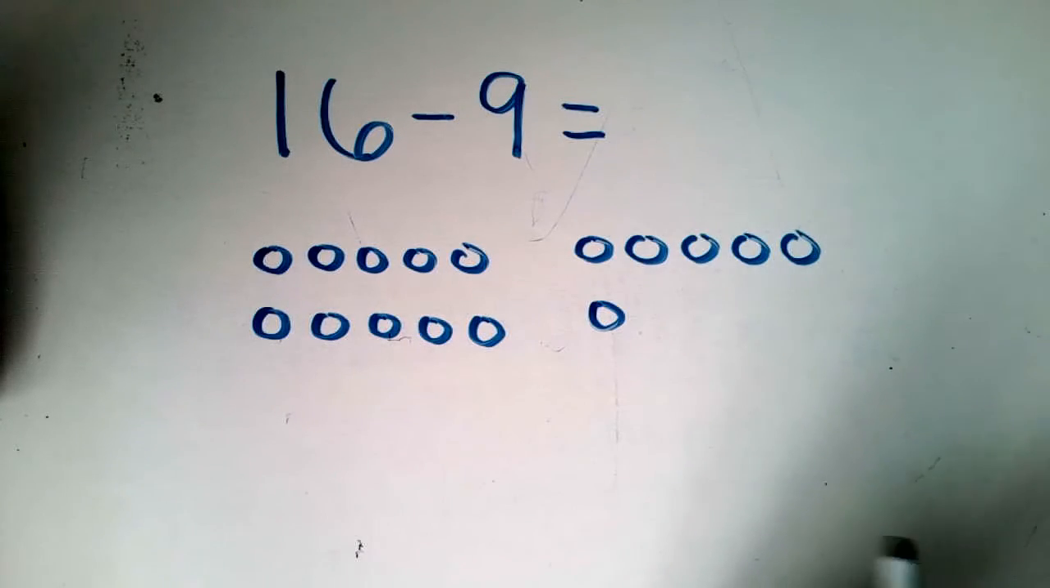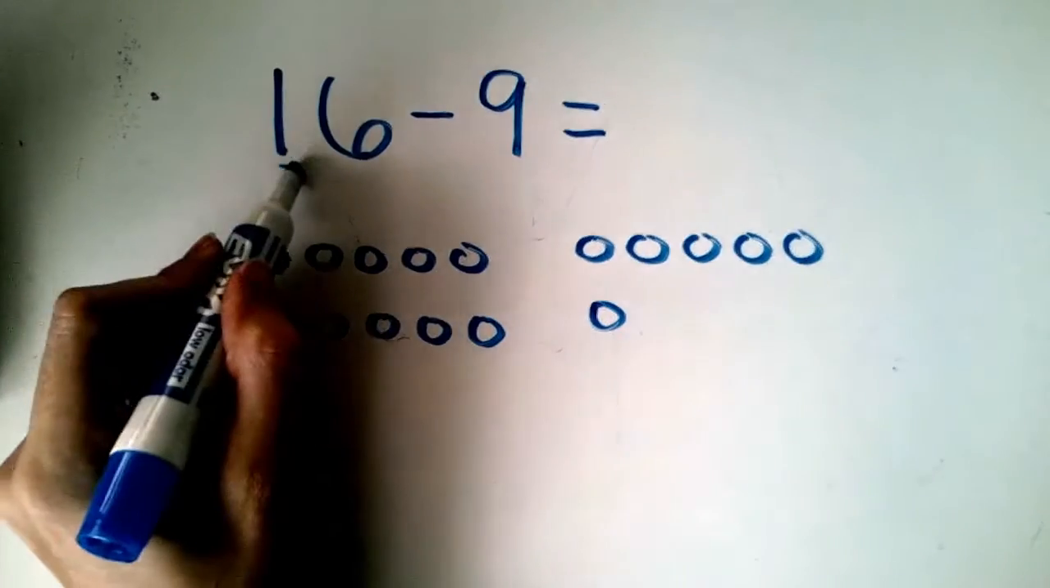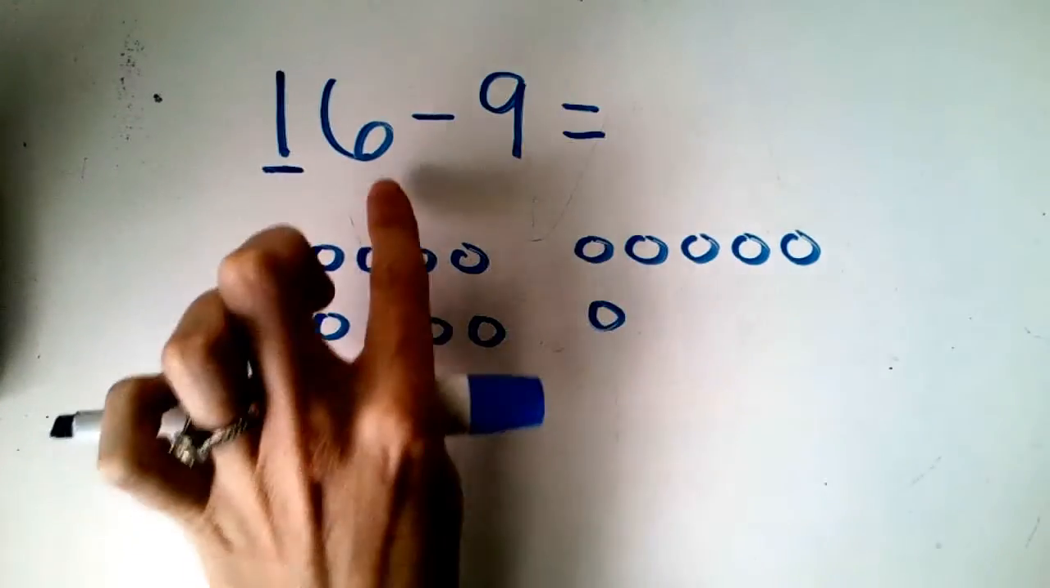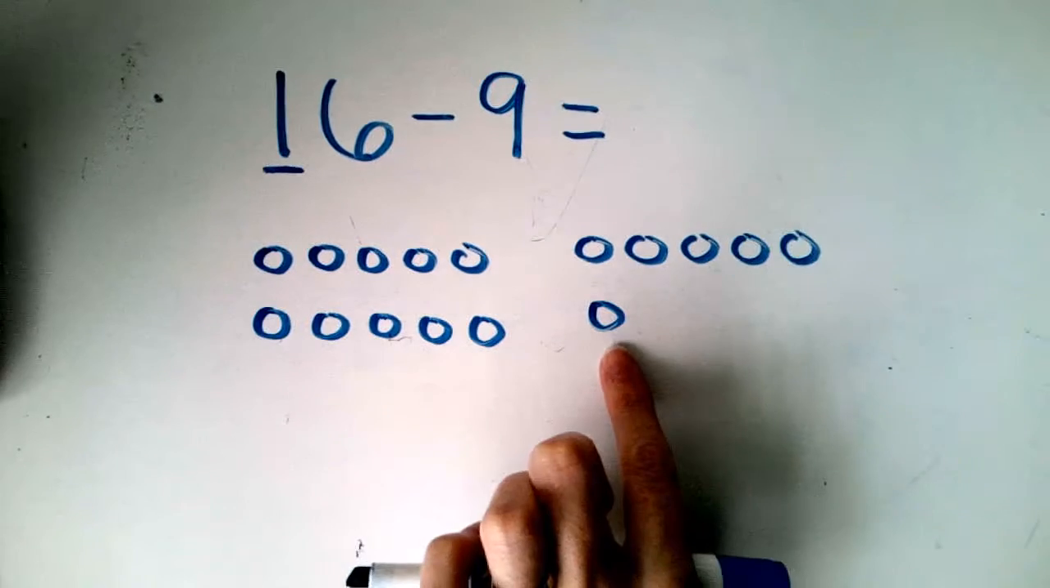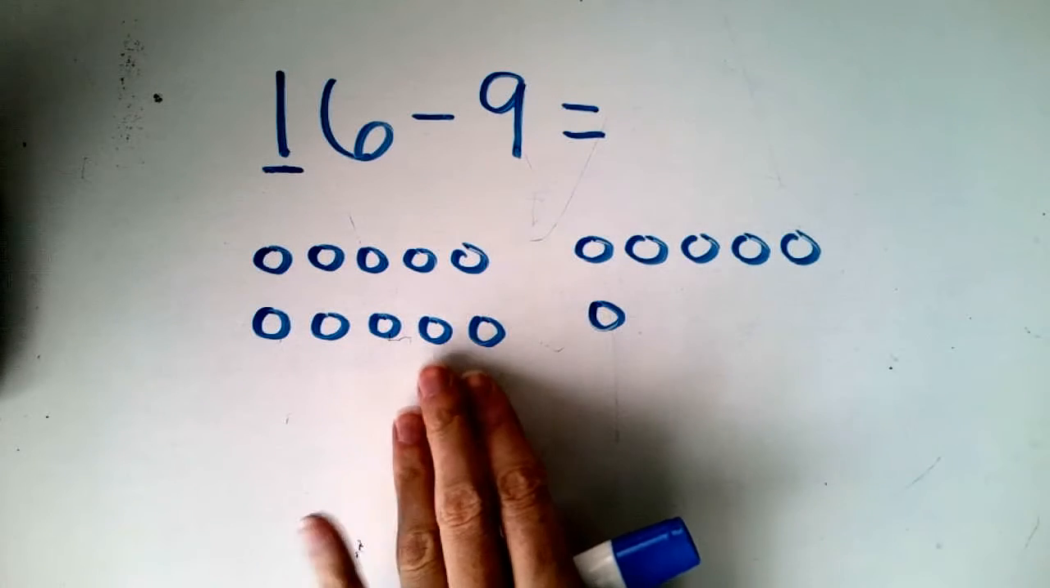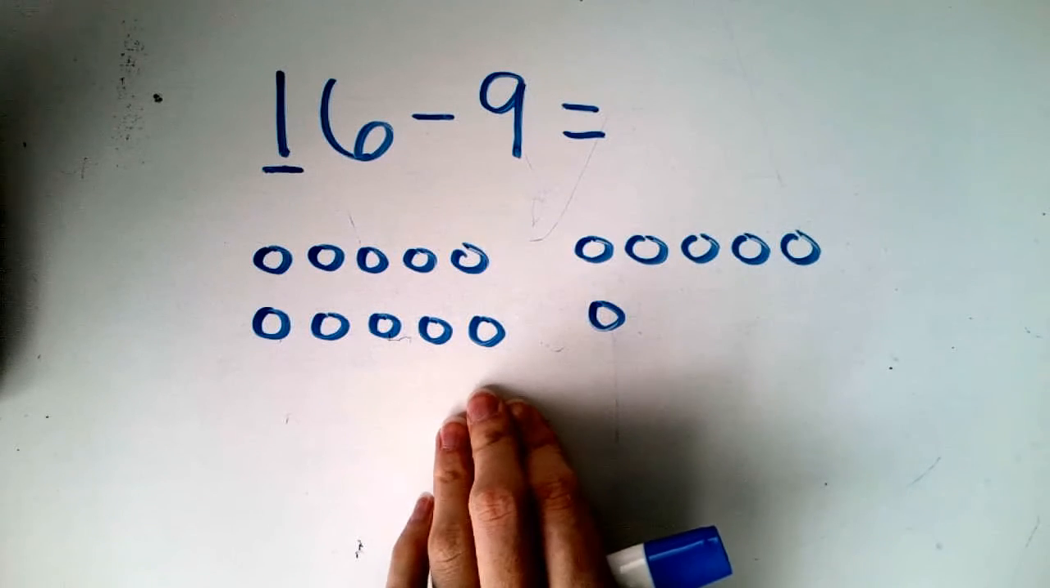So, 16 is made up of 10. That 1 means there's a 10 in there. And 6 more. That's where my 6 comes from. Okay? So we have 16 in our picture now. Make sure, does your picture look like mine? Do you have neat rows of 5?